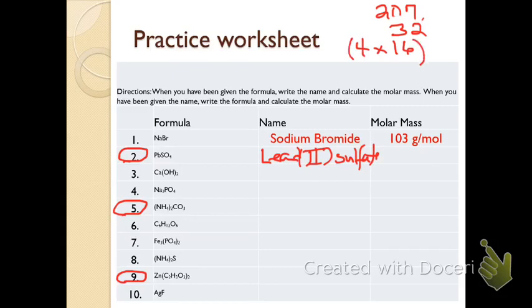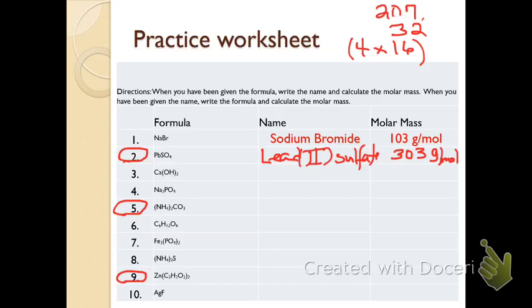So clear your calculator. Put in 207 plus 32 plus open parentheses 4 times 16 close parentheses, because you have to tell your calculator that's one thing. Press the equal sign and you should get 303. Since there's only one molecule, it's 303 grams per mole. Now if you don't have room to write MOLE, believe it or not, the shortcut is MOL. Okay? All right, let's look at the next one.